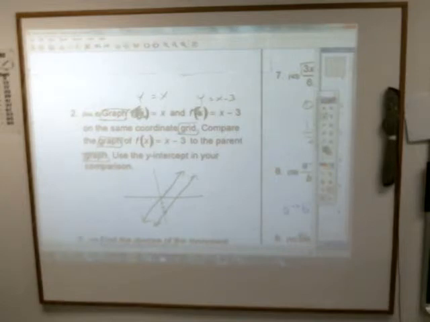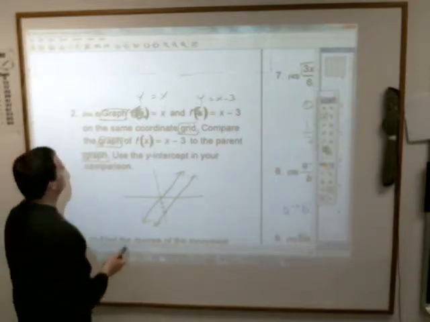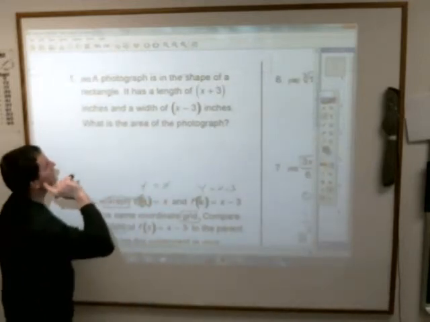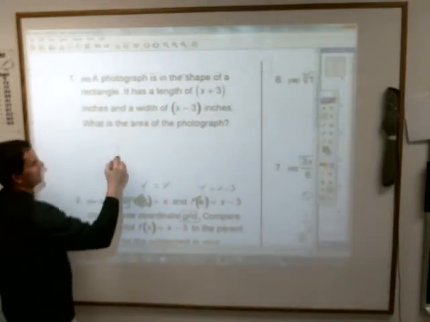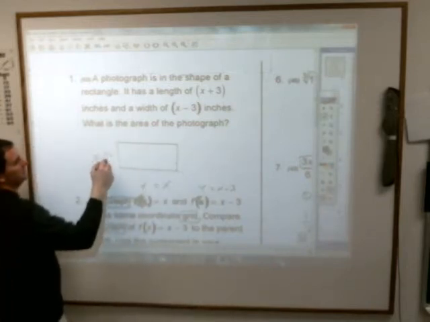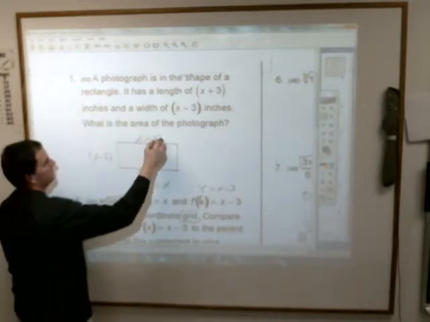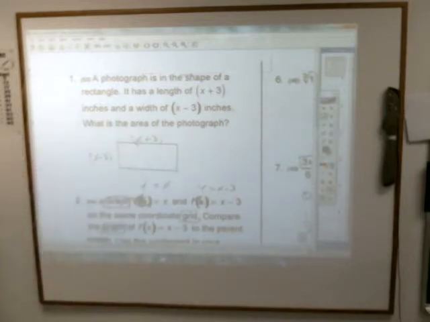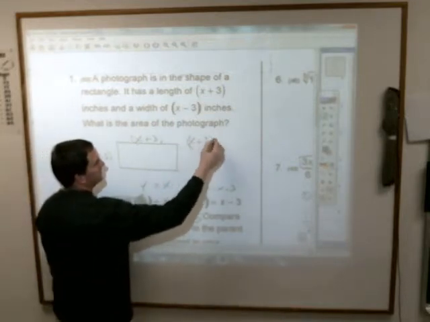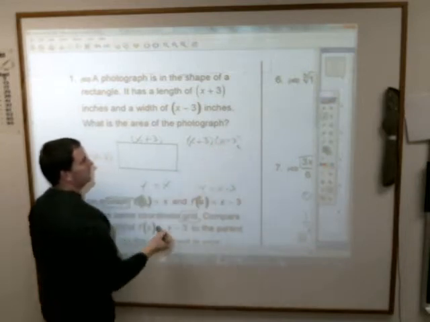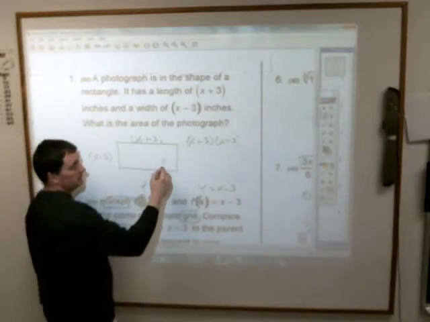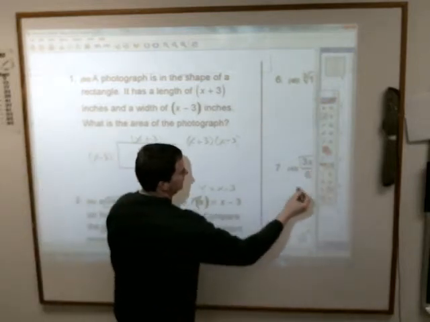Jackson? Number one. We did number one, didn't we? No. Number one says a photograph is in the shape of a rectangle, and its dimensions are x minus 3 and x plus 3. So how do you find the area of a rectangle, Jackson? Well, you're multiplying them together, correct? Yeah. And when you multiply a binomial times a binomial, we do the FOIL method. You don't have to, but it just works out.